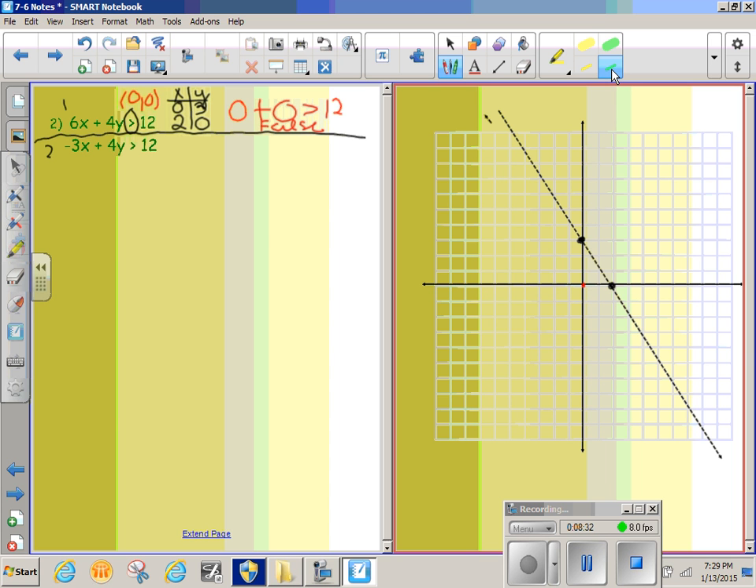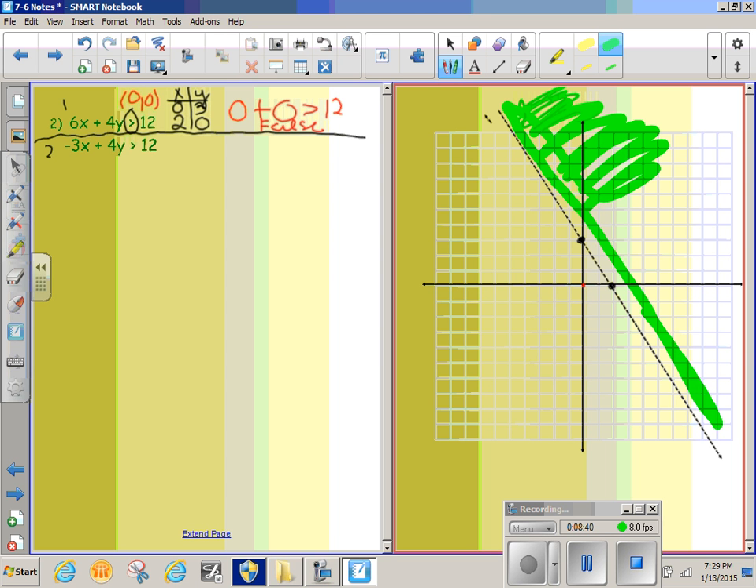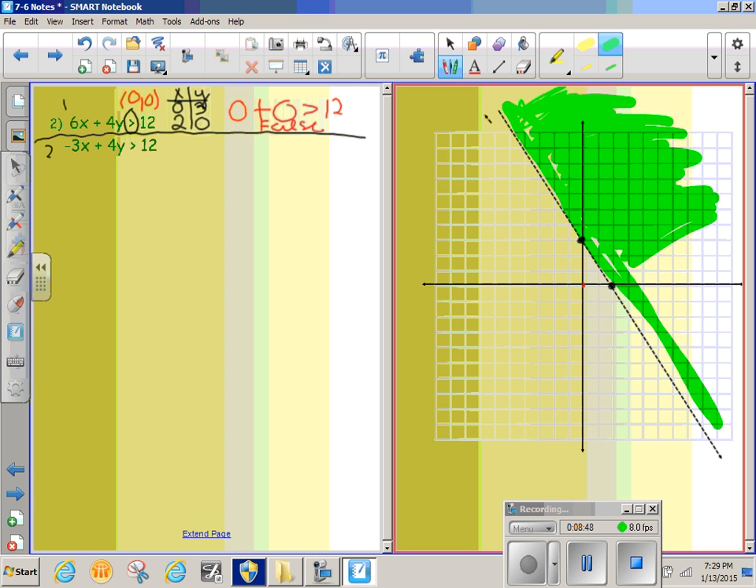I don't know if you're going to be able to see that very well. Let me try it. Oop, big one. So remember, you're shading on the side opposite when the statement is false, because I want to shade where it's true. Because 0, 0 is false, I'm shading on the other side where it's true.